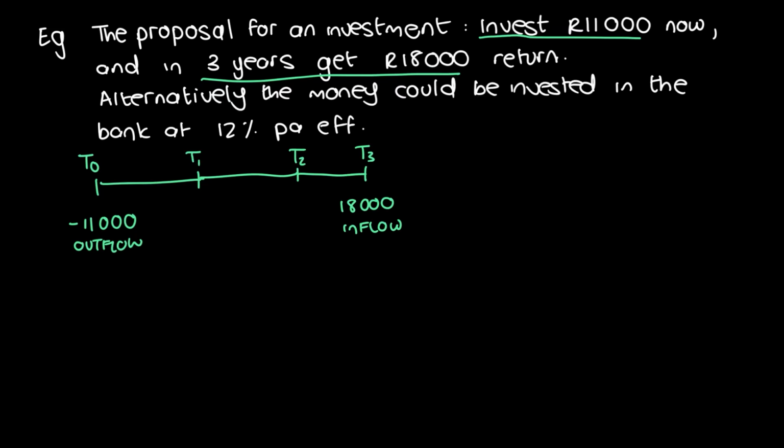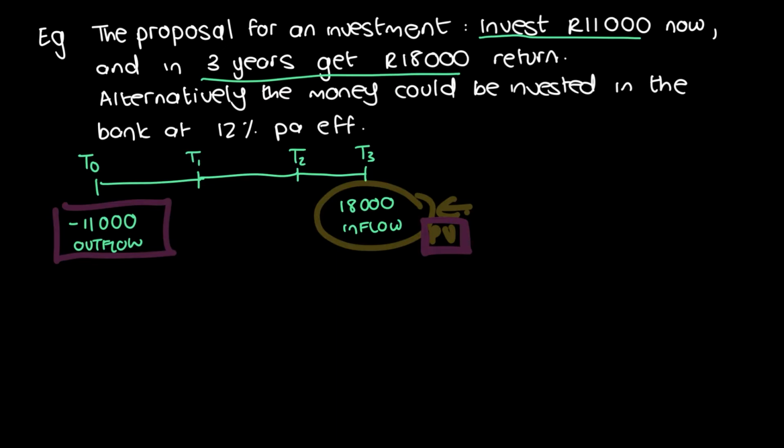Now, what we try to do with the net present value is, remember, we are trying to look at what we would have to put into the bank to get the same return, so to get the return of 18,000 Rand. So what we're going to do first is see, if we had to put this into the bank, what would the PV be that we would put into the bank? And then we're going to compare the PV that we put into the bank with the PV that we put into the investment.